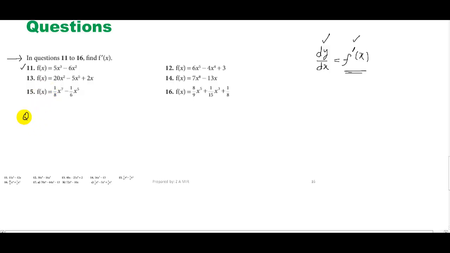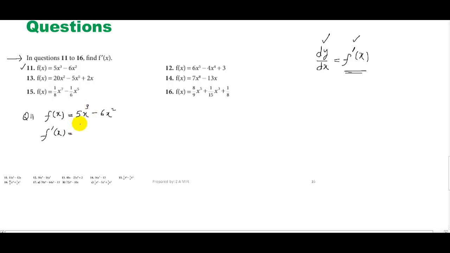Question number 11. Sir, I had asked you earlier also that if they give f of x like this, then we should always write f dash of x, like it is compulsory. Exactly. Whenever there is f of x, you should use f dash of x. Okay, now see, let's see here. So to find the derivative, this is the derivative symbol f dash of x.